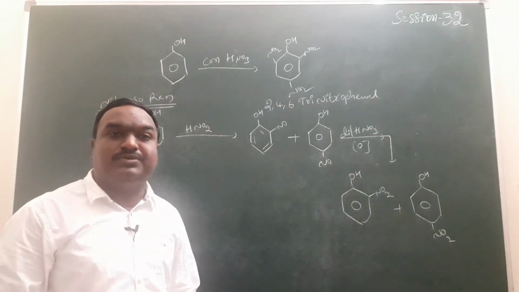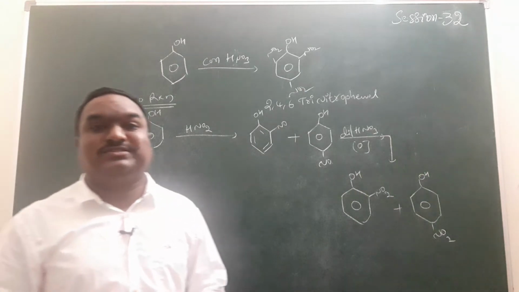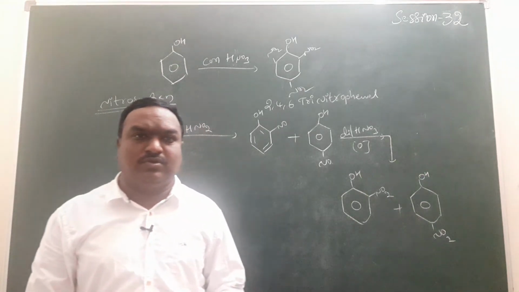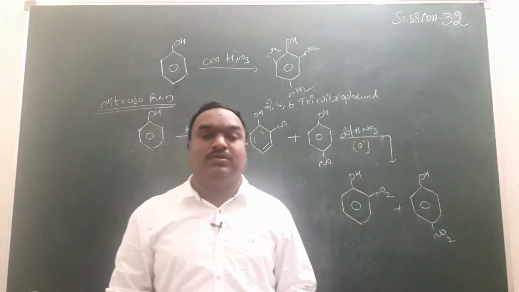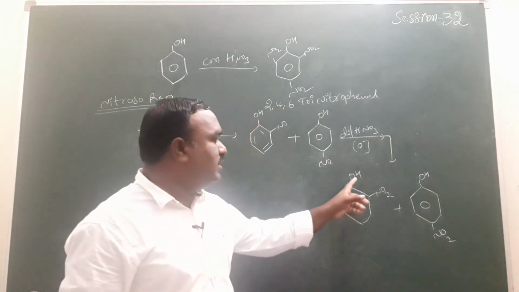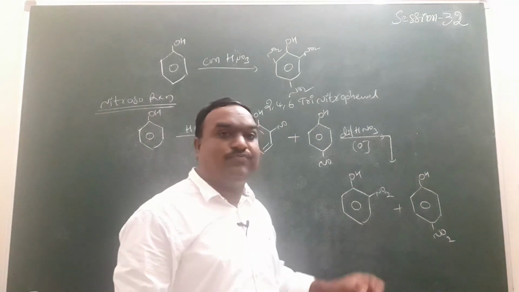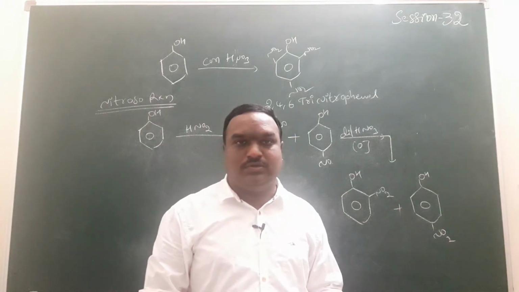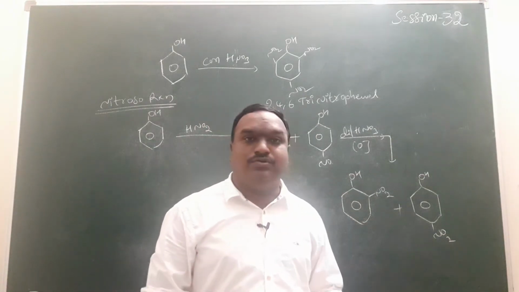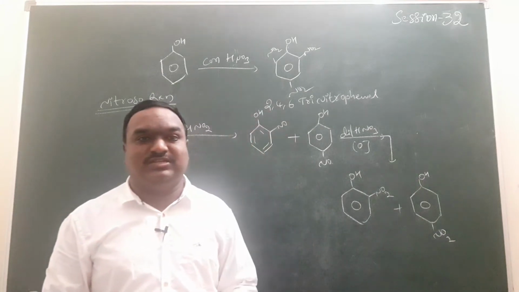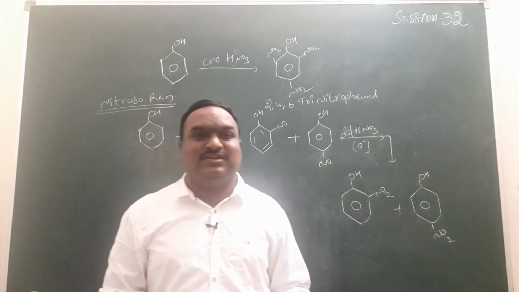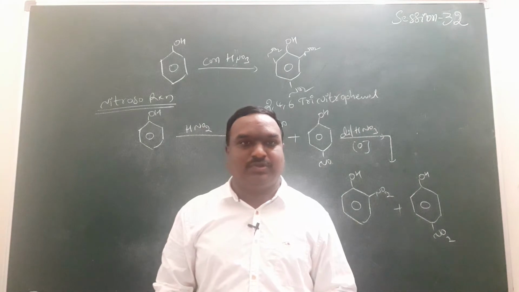Then how can you separate that one? By using the steam distillation method. Why can we say that? Reason: due to intramolecular hydrogen bonding nature, the volatile nature is more for the ortho compound. For the intermolecular hydrogen bonding compound, volatile nature is less. We have discussed that concept in previous sessions.